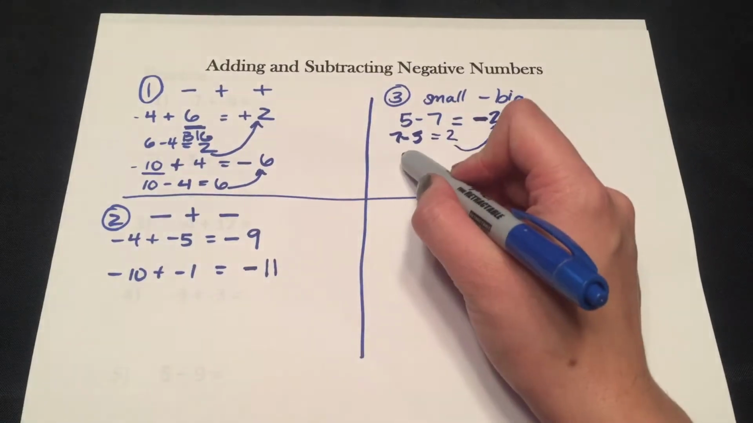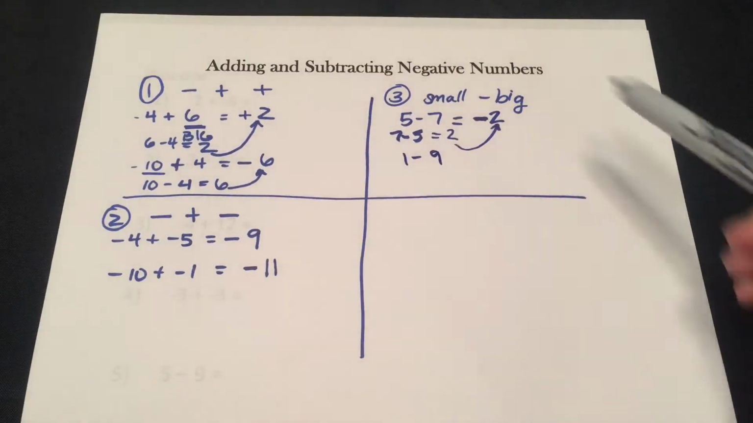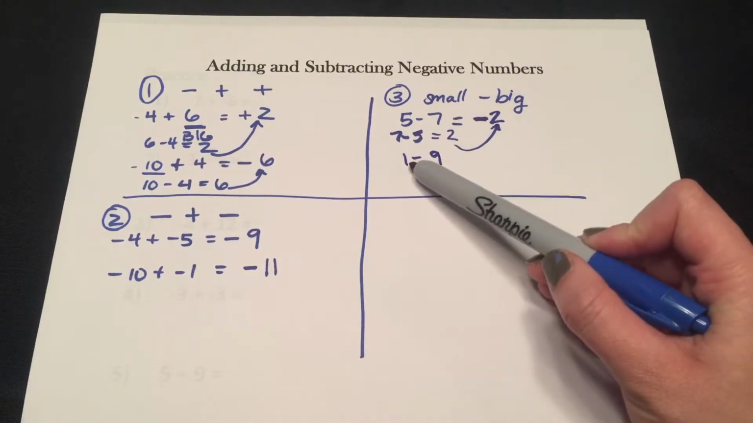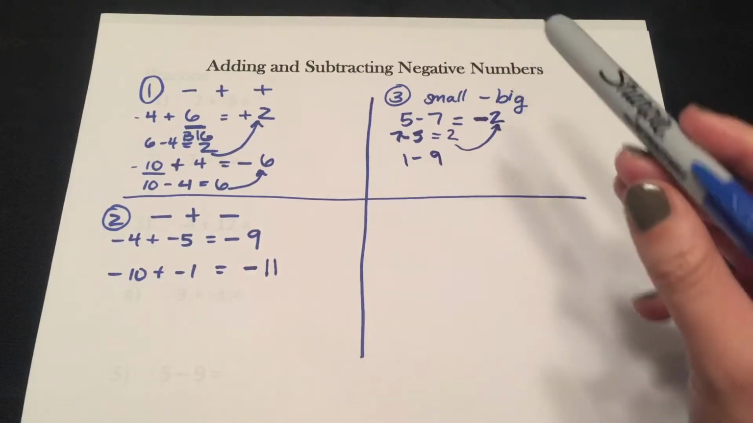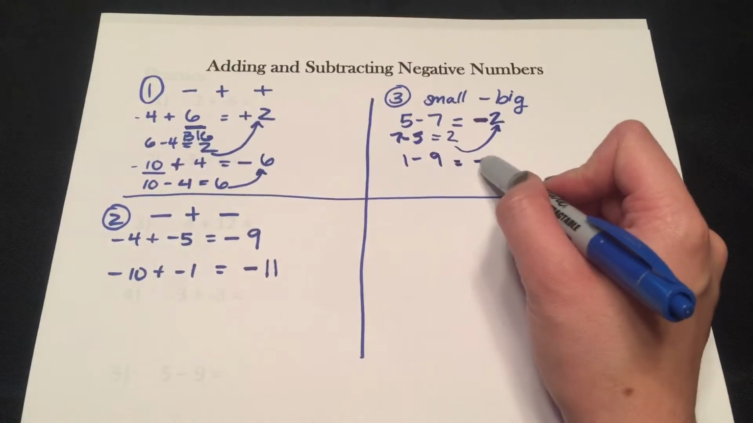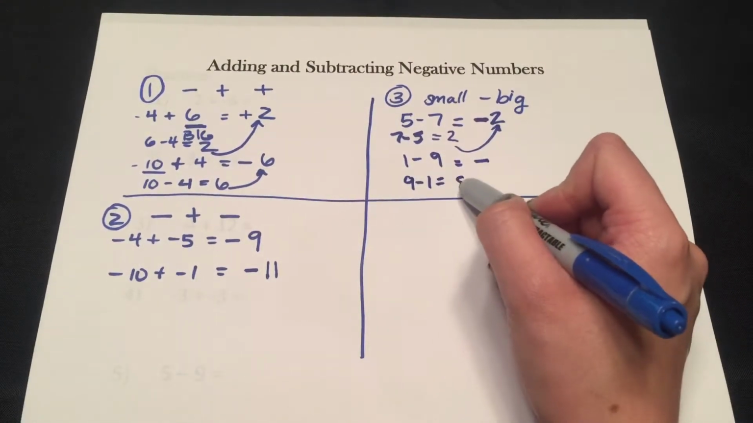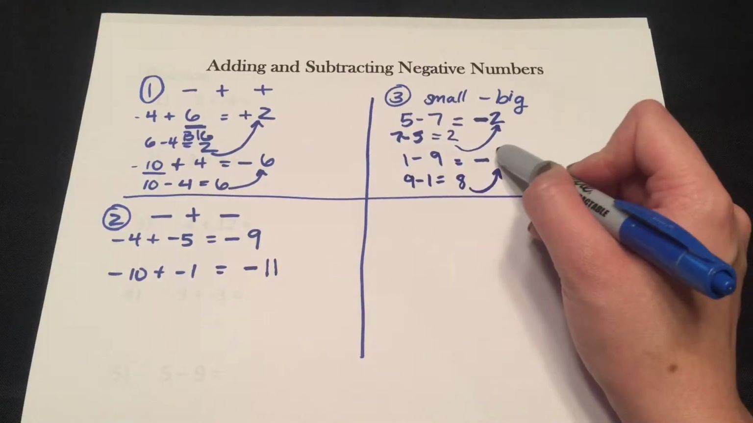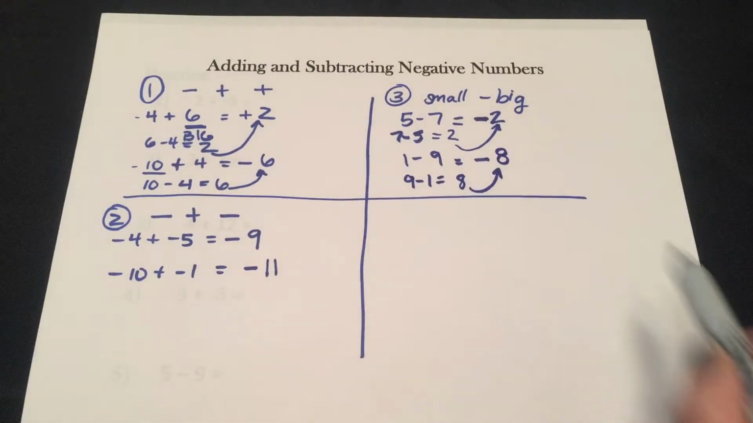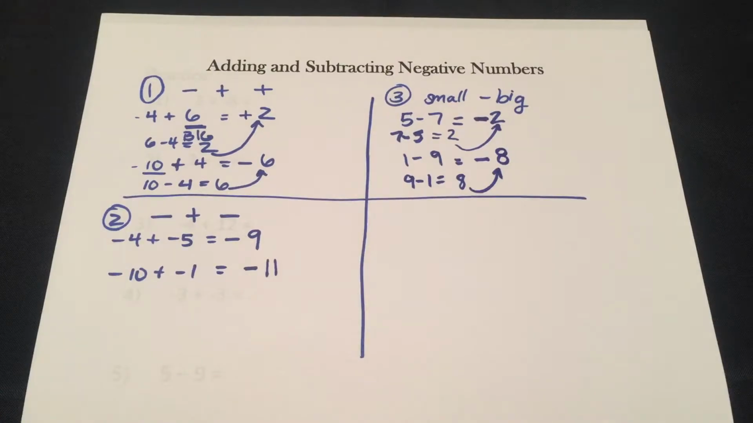Try another one. What is 1 minus 9? Again, we have small minus big because 1 is much less than 9. We say our answer is going to be negative. 9 minus 1 is 8. Bring that up here. Our final answer is negative 8.